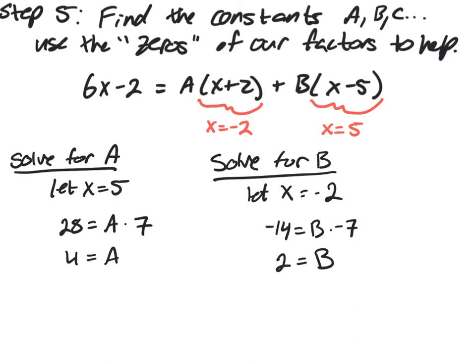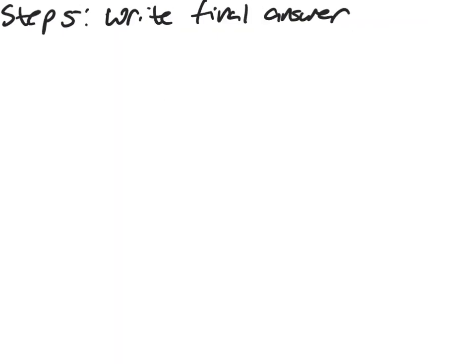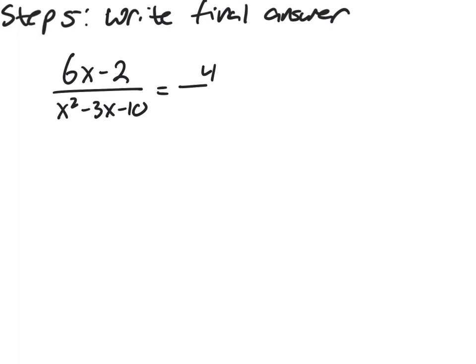So now we have these constants, and we can go all the way back and substitute these into that initial part where we wrote our, too far. So we're going to write this out. We're going to say, hey, this original 6x minus 2 rational expression divided by x squared minus 3x minus 10, we said this was equal to some constant a, which we just found out is 4, divided by x minus 5, plus some constant b, which we just said was 2, divided by x plus 2. All right, that is our final answer.